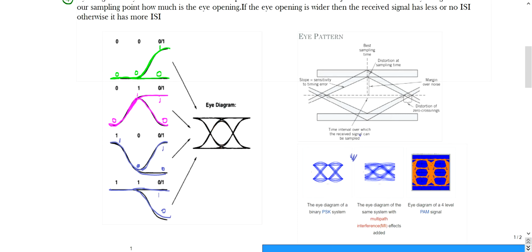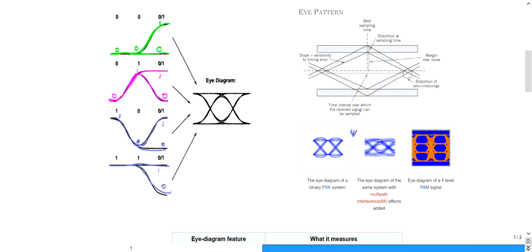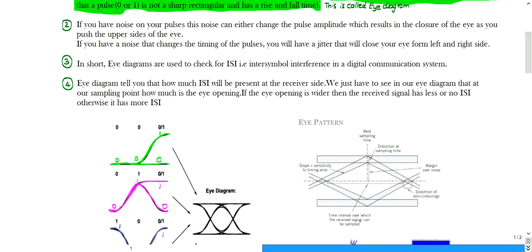Similarly for the width: if both height and width are maximum, then you can say noise is minimum. In this way you can conclude whether the received signal has the least amount of noise or the highest amount of noise based upon the height and width of the eye. So based on the width and height of the eye, you can conclude whether the noise present is maximum or minimum.